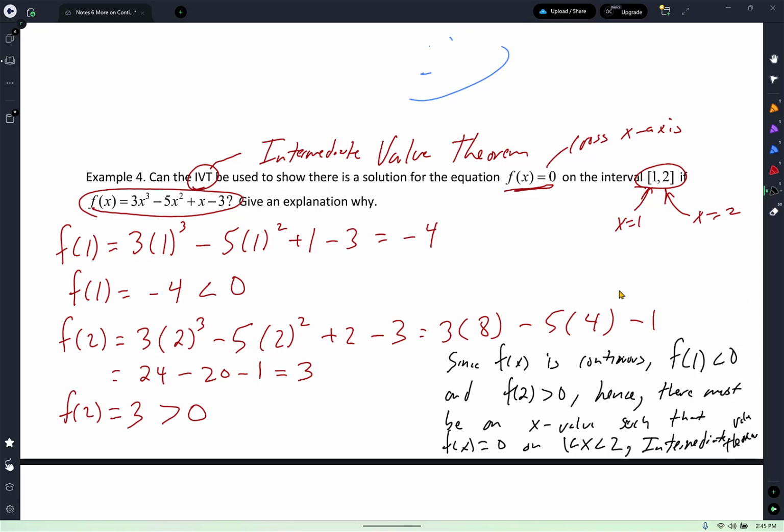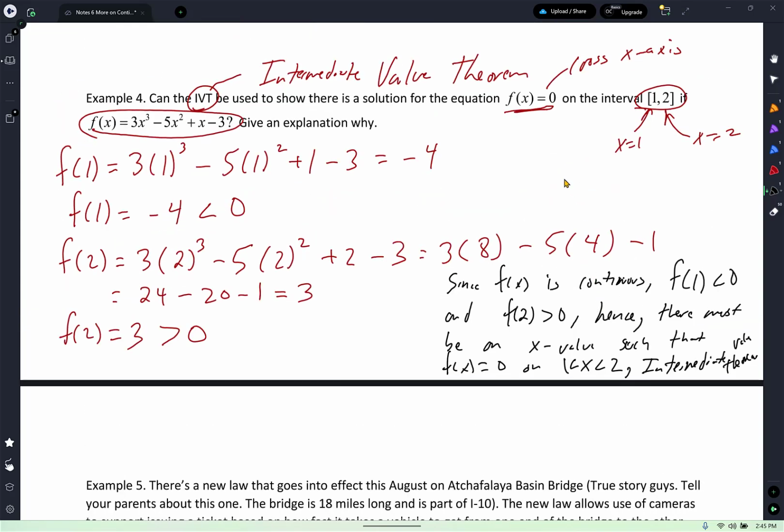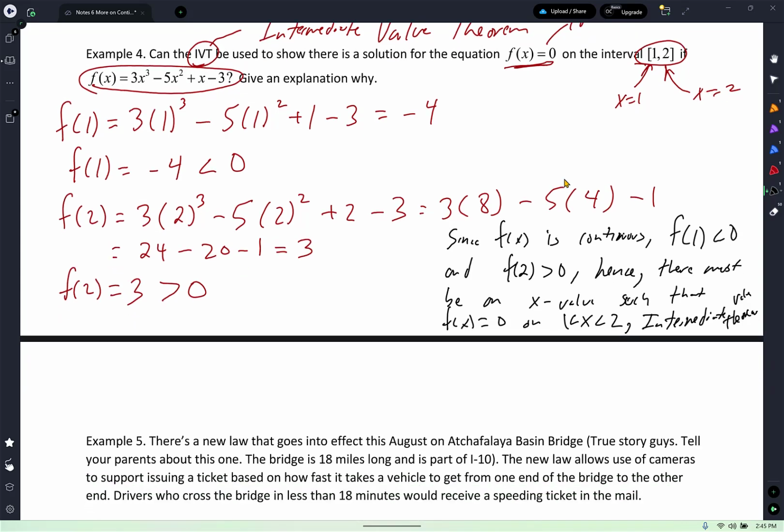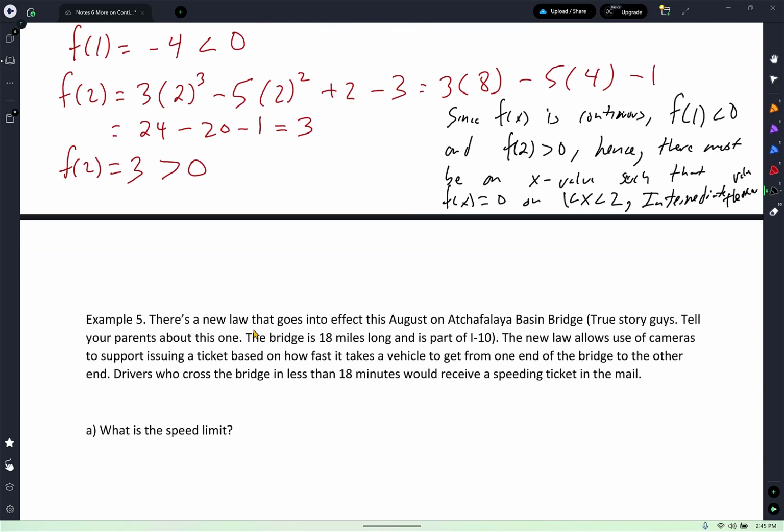All right, guys. This is a true story. It went into effect last year, I think, but it's still not a new law anymore. Or 2 years ago, maybe. There's a law that goes into effect this August, or last August, or 2 Augusts ago, I don't know.